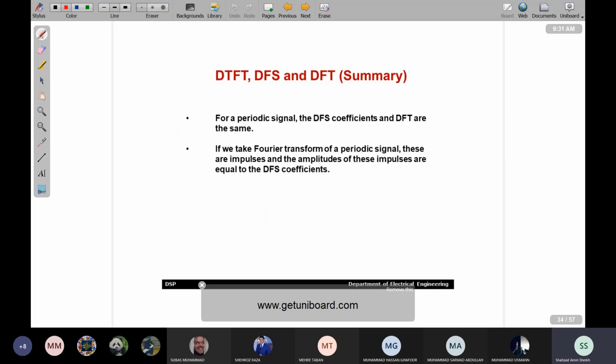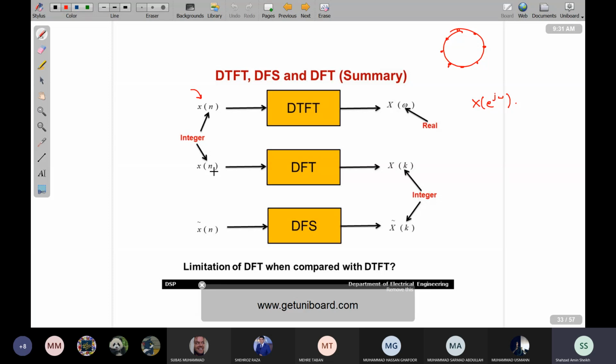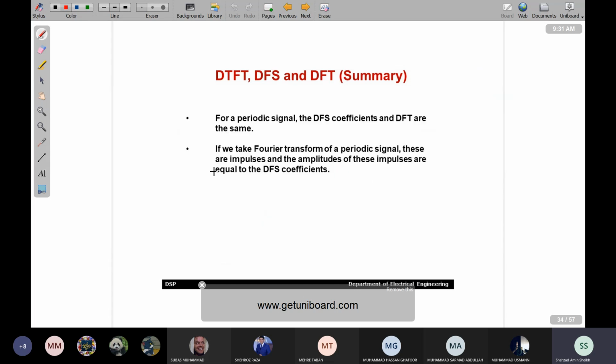Okay, so again we continue the summary that for a periodic signal the DFS coefficients and DFT are the same. ठीक है, अगर एक पीरियोडिक सीक्वेंस है और आपको कहा गया है कि उसका आप डीएफटी लीजिए, तो इन दैट केस व्हाट इज कमिंग आउट ऑफ डीएफटी ब्लॉक एंड व्हाट इज कमिंग आउट ऑफ डीएफएस ब्लॉक, दैट वुड बी सेम. ठीक है, एंड इफ वी टेक फोरियर ट्रांसफॉर्म ऑफ अ पीरियोडिक सिग्नल, दीज आर द इंपल्सेस एंड द एम्पलीट्यूड ऑफ दीज इंपल्सेस आर इक्वल टू द डीएफएस कोएफिशिएंट्स. जी बेटा क्लियर है, आगे चलें. यस सर.